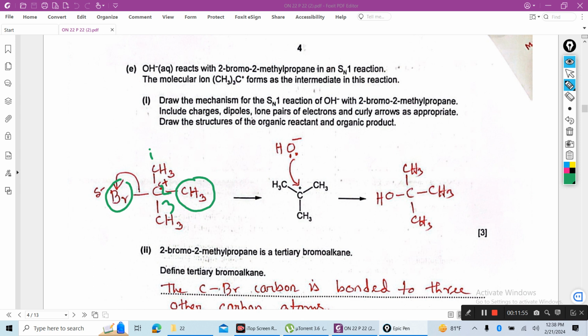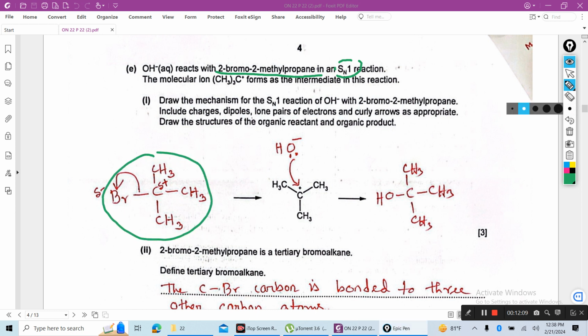So its name will be 2-bromo-2-methyl propane in an SN1 mechanism. This compound is a tertiary haloalkane. Why? The halogen-containing carbon is attached to 3 other carbons, or 3 methyl groups. The halogen-containing carbon is directly attached to 3 methyl groups. That's why this is known as a tertiary haloalkane. In a tertiary haloalkane, the SN1 reaction mechanism occurs.